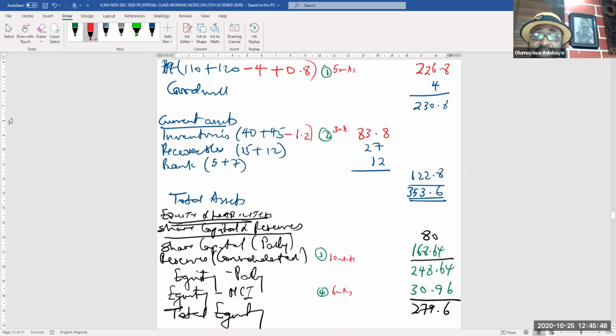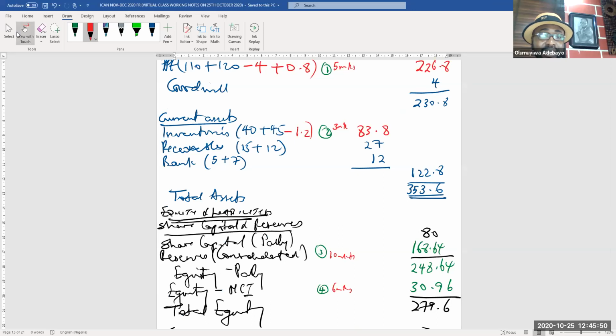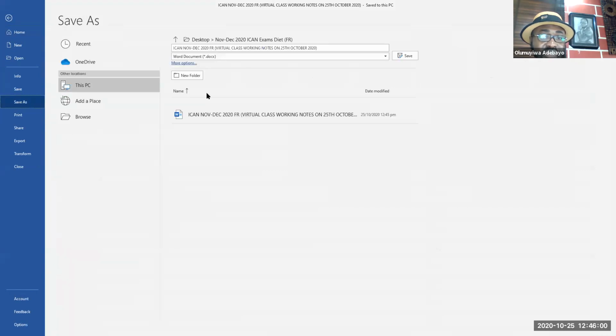Now, what I'll do is I will save this again, and I'll override the first one I gave you. I'll give you 5 minutes to look at it and come back to the next phase of the class. Let me try and save this.